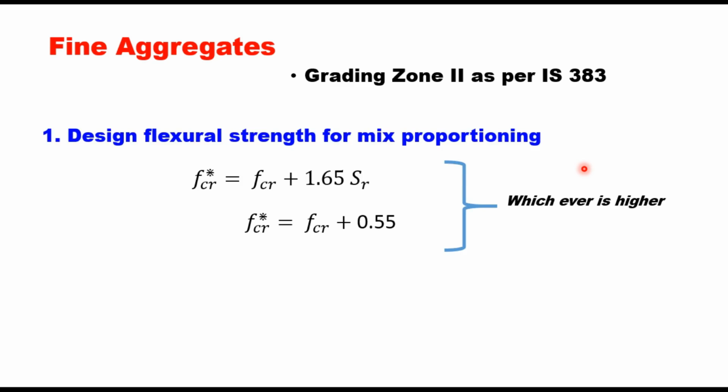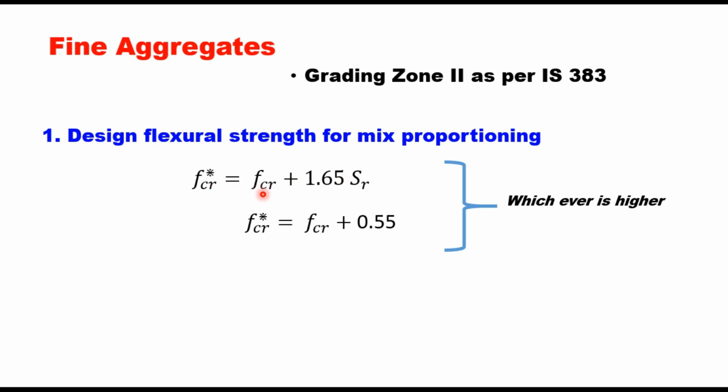Once you know these basic parameters, then the first step is to determine the design flexural strength for mix proportioning. IRC 44 suggests two equations. Now design strength criteria is that not more than 5% of test results should fall below the characteristic strength. Therefore, design strength should be higher than the characteristic strength given by these equations.